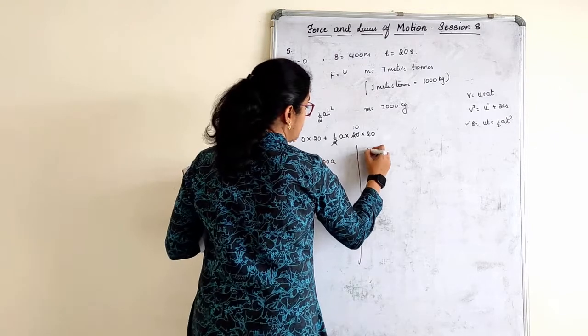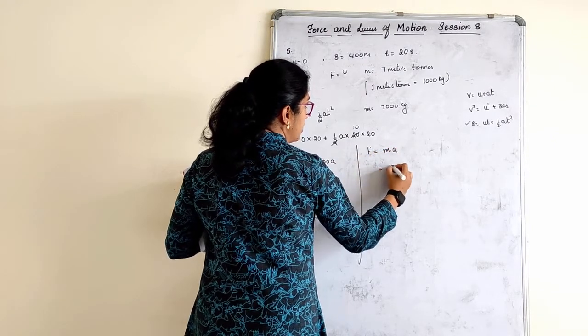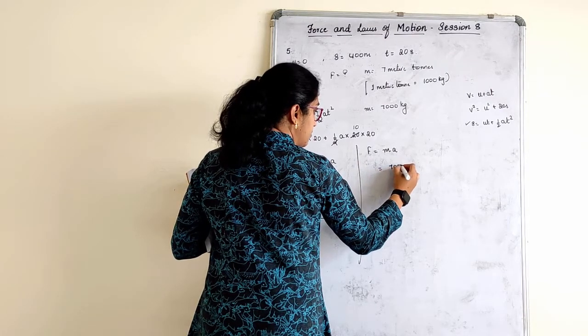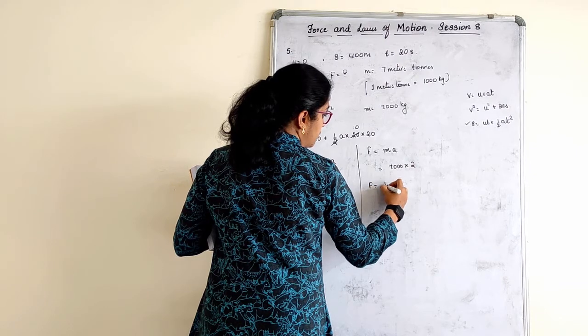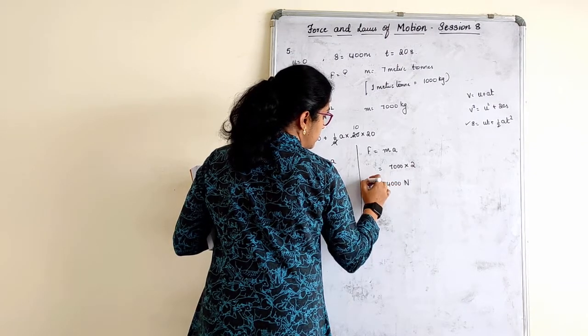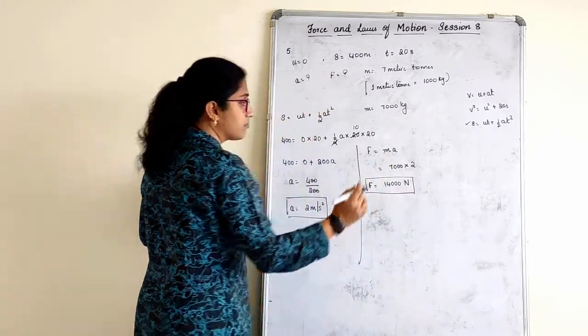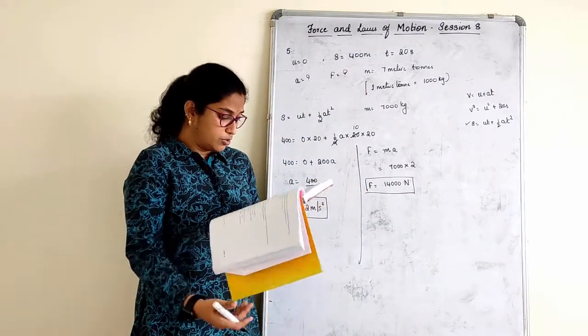Now our work is to find the force. Simple formula, F is equal to mass into acceleration, where mass is given as 7000 into acceleration is 2. So force is equal to 7 twos are 14,000 newtons. A very simple and direct sum. Let's go to the next one.